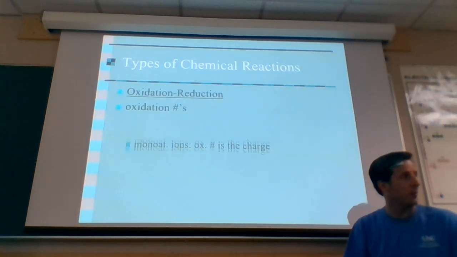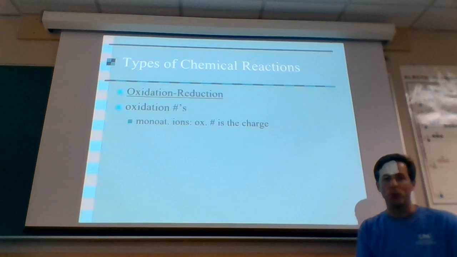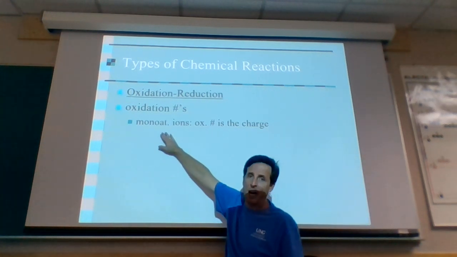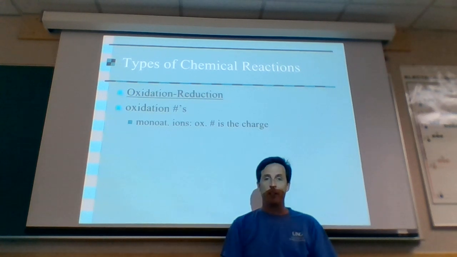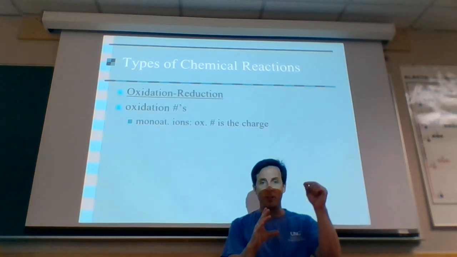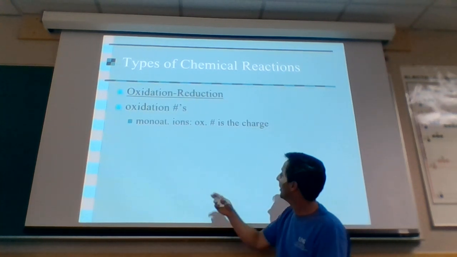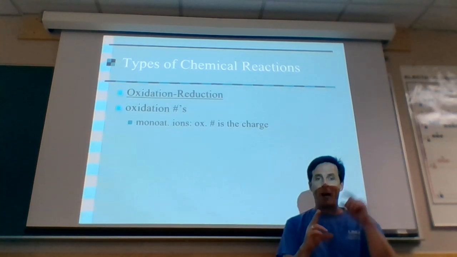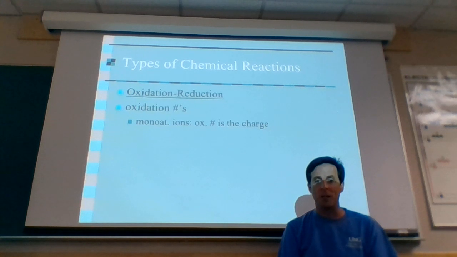Okay, so how do we assign the oxidation numbers or the charges? Well, basically here are a few rules. First of all, if I have a monoatomic ion, just like chlorine with a -1 charge, the oxidation number is the charge. So if I have Cl minus, that means the oxidation number is -1.